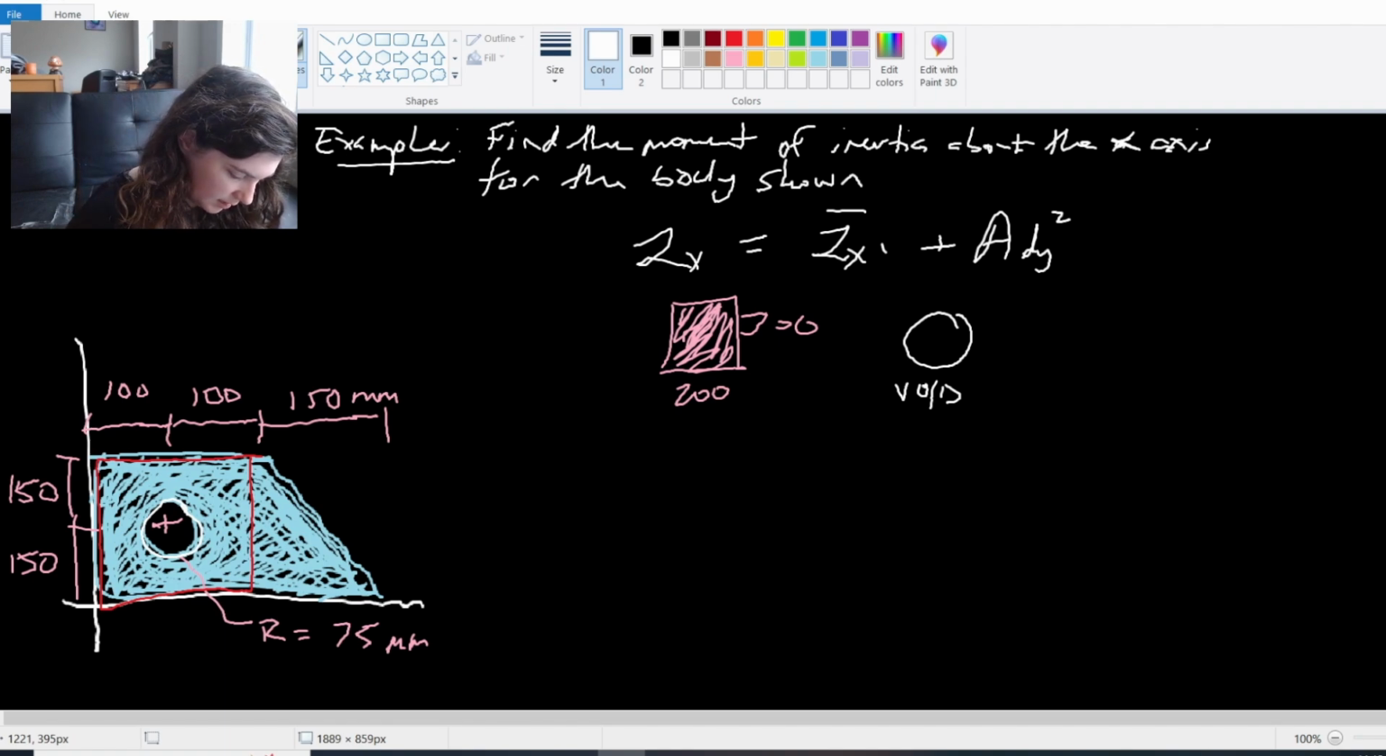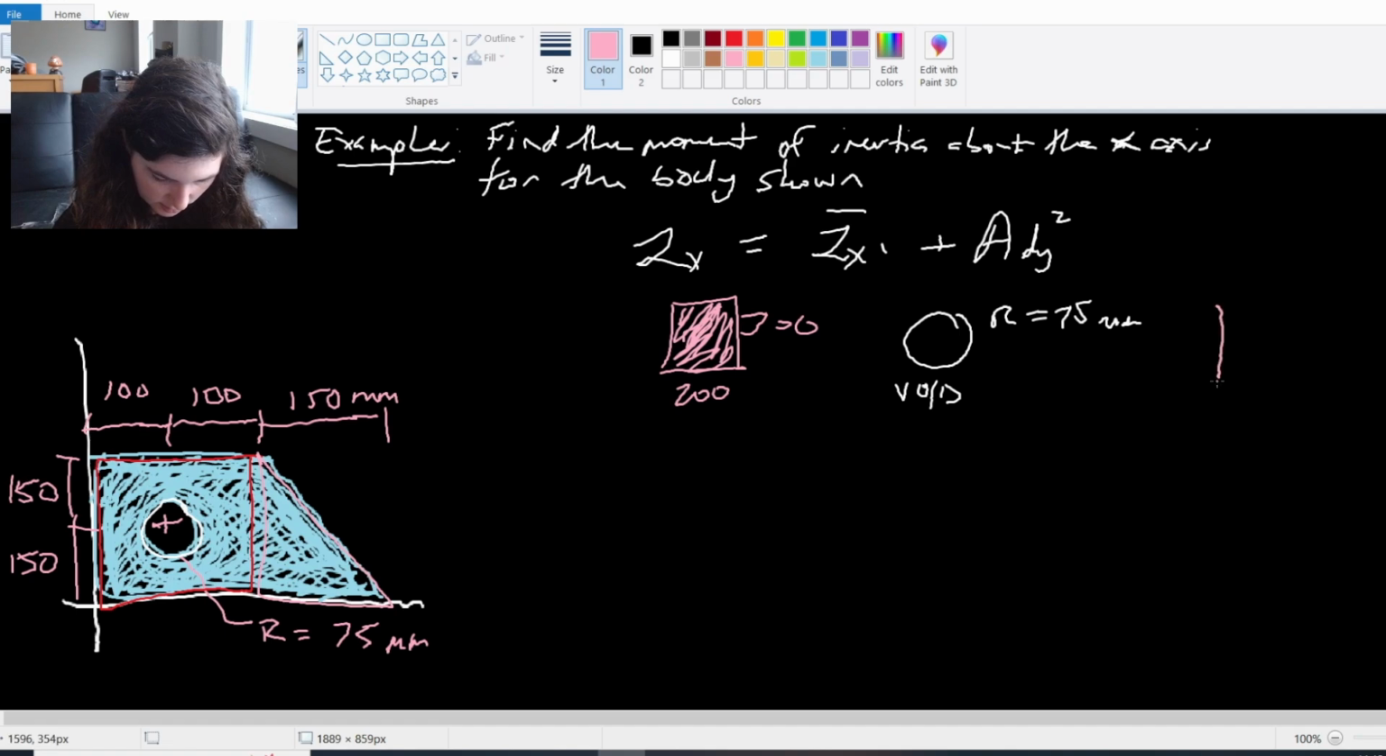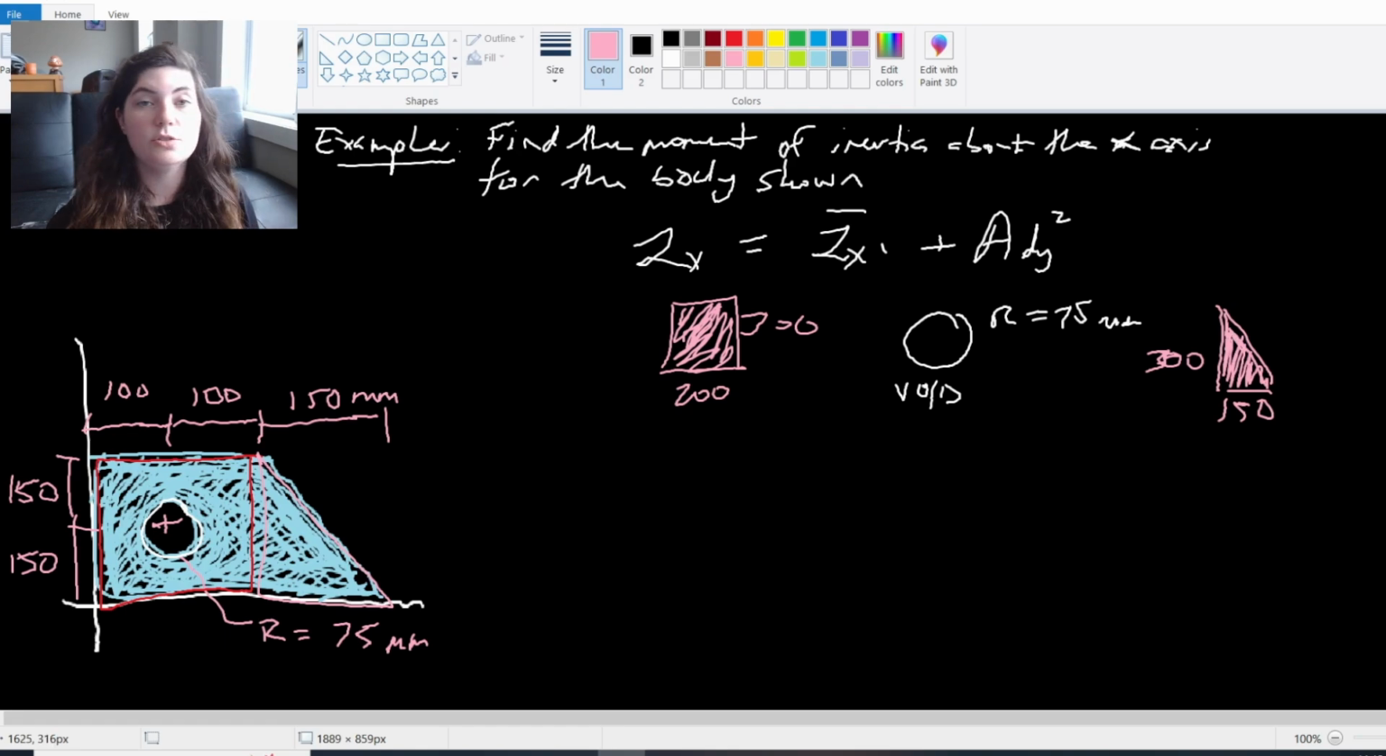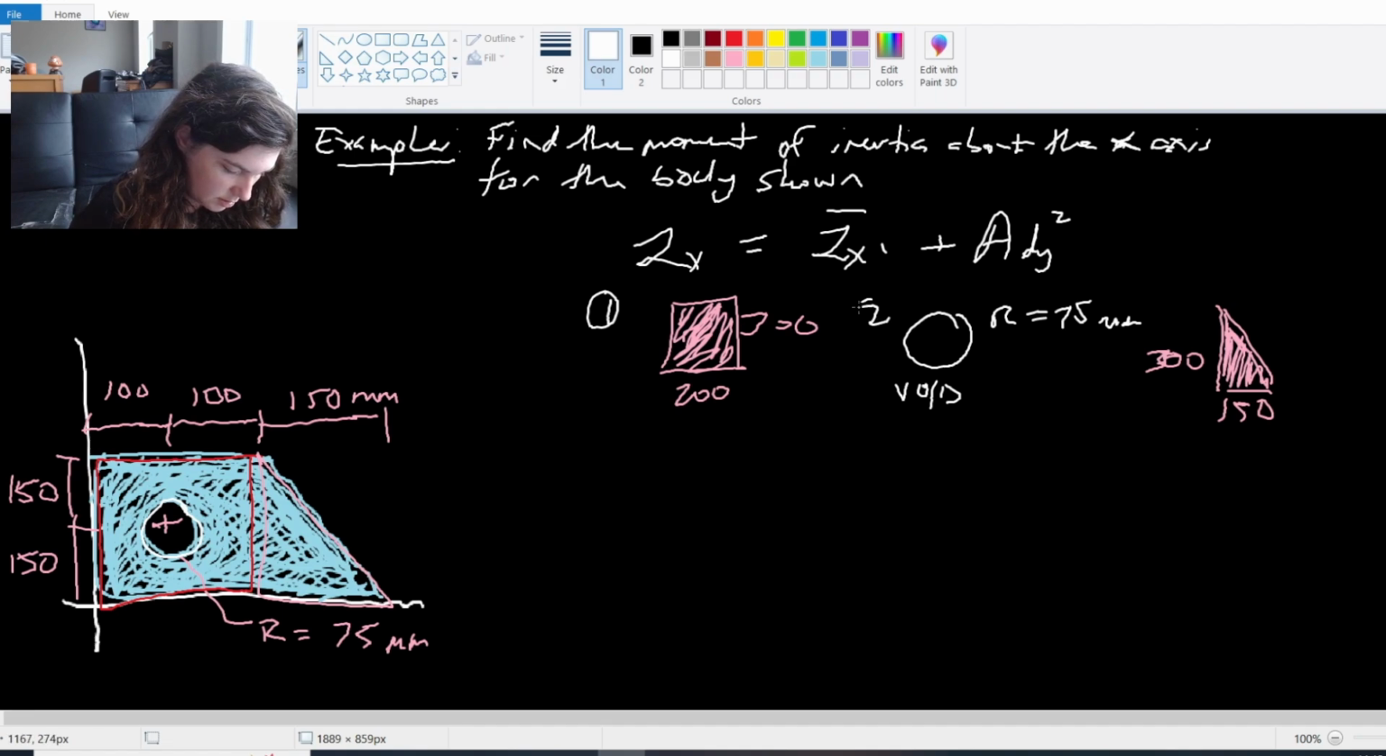The void, nothing in it, tells us it has a radius of 75 millimeters, all of our units in millimeters here. And then finally, I see this triangle over to the right side that has a height of 300 and a base of 150, and that is solid filled in. I've got 3 shapes that I'm going to be adding to my table. All these 1, 2, 3.